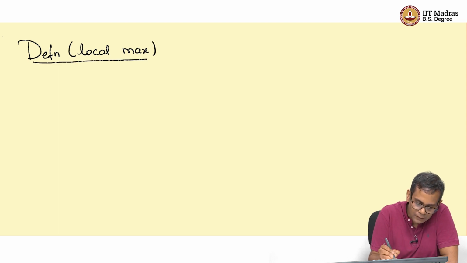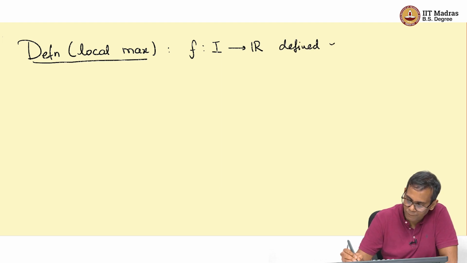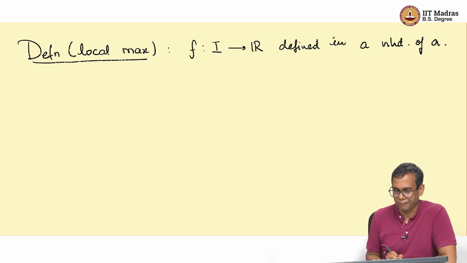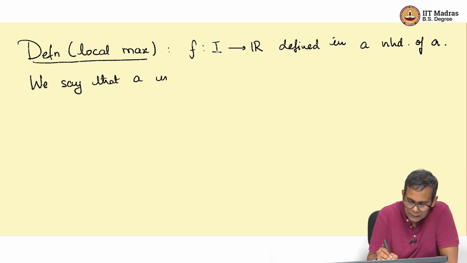For this we have f, a real valued function on a subset I of R, defined in a neighborhood of a point A. Then we say that A is a local maximum.